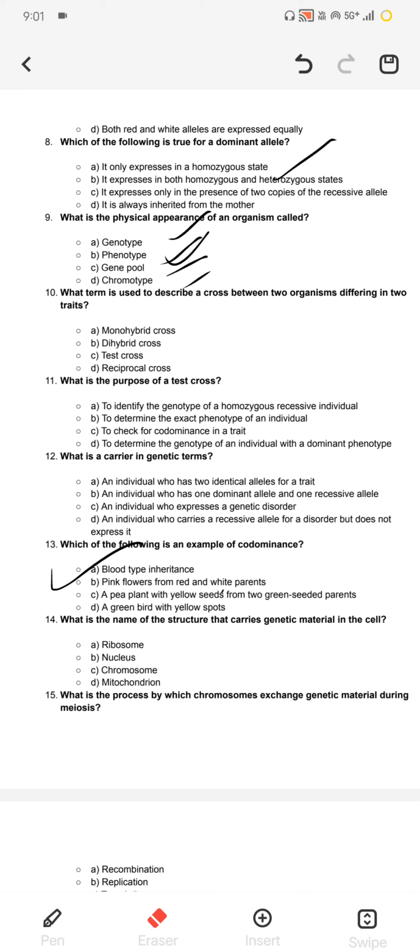Okay, what is the name of the structure that carries genetic material in the cell? The options are ribosome, nucleus, chromosome or mitochondria. The right answer here is chromosome.